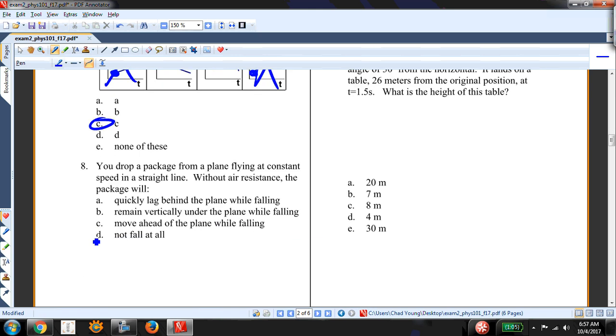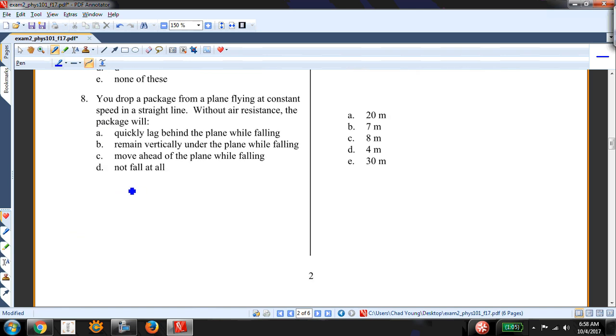Drop a package from a plane flying at constant speed in a straight line. Without air resistance, the package will which of these? Okay, so this is exactly like what we had in the concept test. You drop a package. This package will follow a projectile path like this, and the plane will continue on such that when the package hits the ground, the plane is directly overhead. So also at every point, the plane and the package are in line. So it will remain vertically. Number 8 is B.